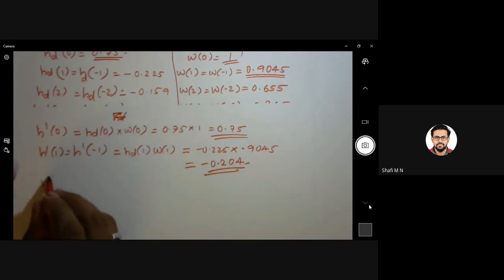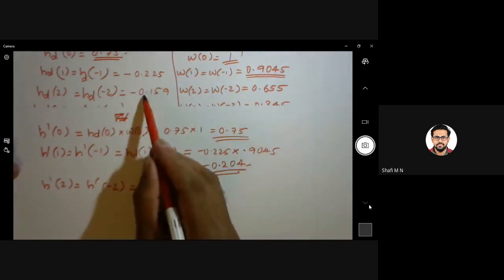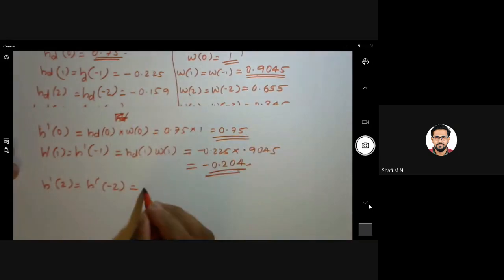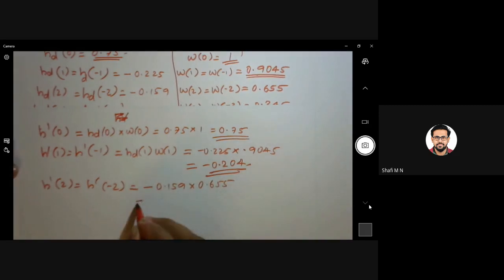Next, h dash of 2 will be equal to h dash of minus 2. Direct multiply, you multiply these two values. That is minus 0.159 into 0.655. So that will be minus 0.104. Hope you are doing it. I hope you are multiplying and writing it on the calculator.